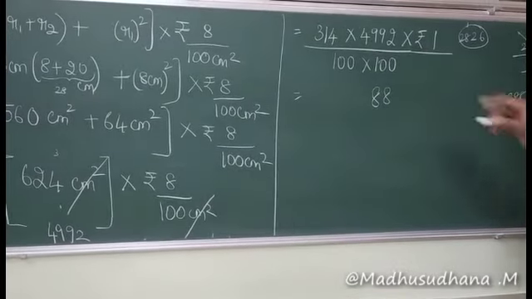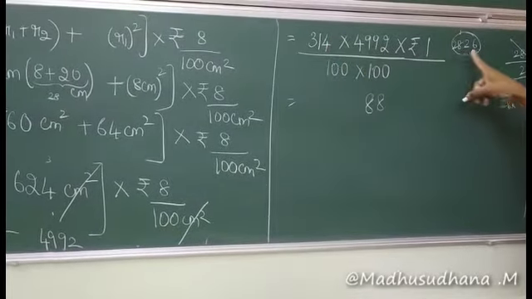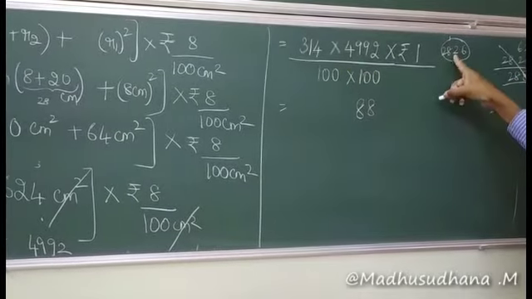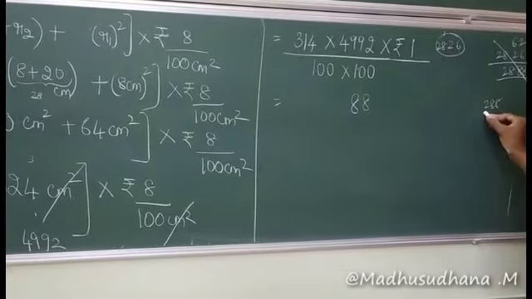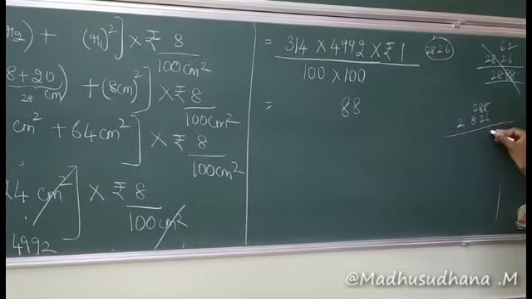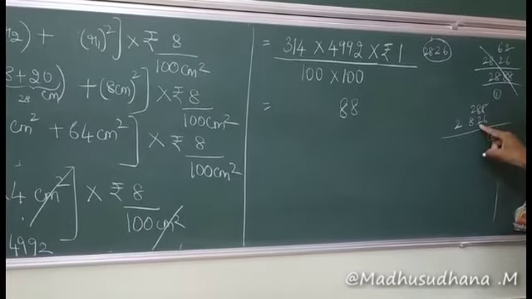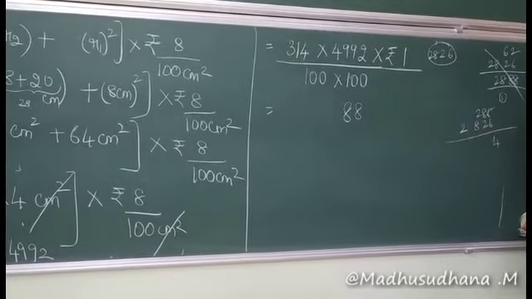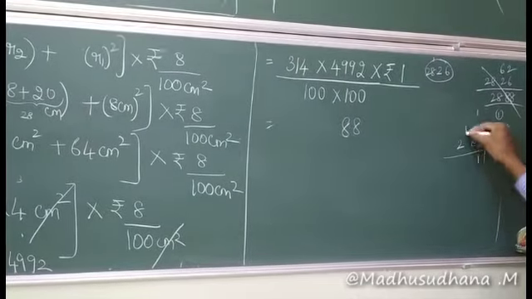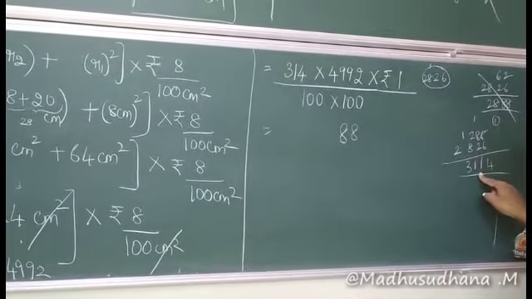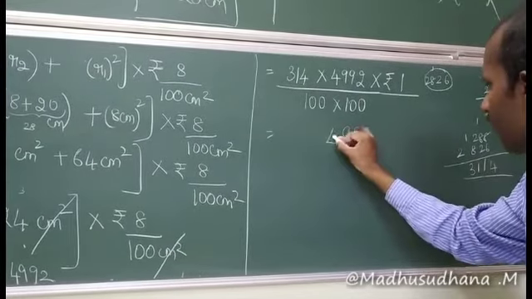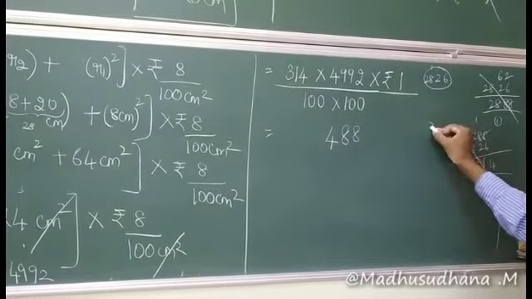Followed it? 314 9s are 2826, that is why I have kept this number here. 314 9s is 2826, added with this. So this is 2826 addition. 6 plus 8 is 14. 8 plus 2 is 10. 10 plus 1, 11 here. 8 plus 2, 10. 10 plus 1, 11. 2 plus 1 is 3. 3114 here. So let me write 4 here and 311 in my memory.